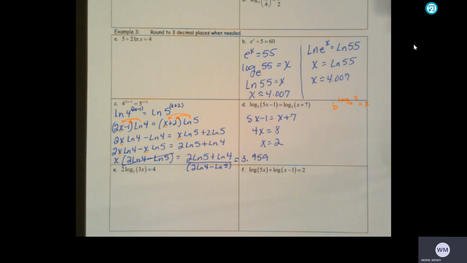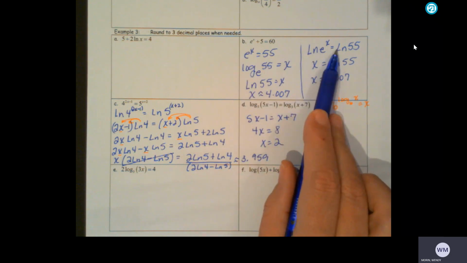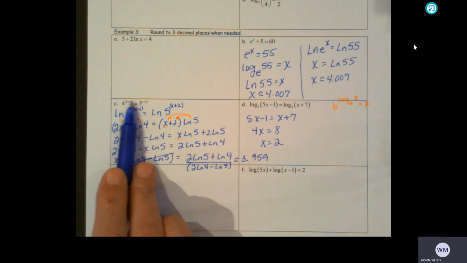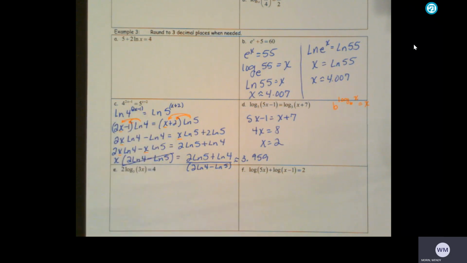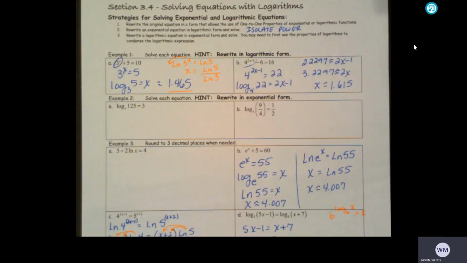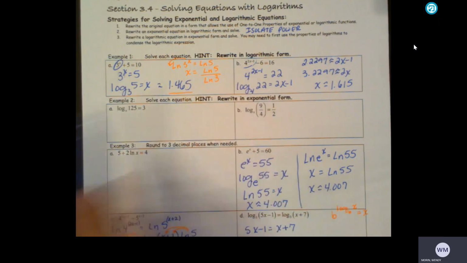So that's solving exponential equations. We had a special case where it was base e, so I took the natural log of both sides. We had another special case where I had a variable and two variables in the exponent, so I took the log of both sides. Those are special cases. Okay? If they're not special cases, it would look like A and B. All right, moving on to log equations.